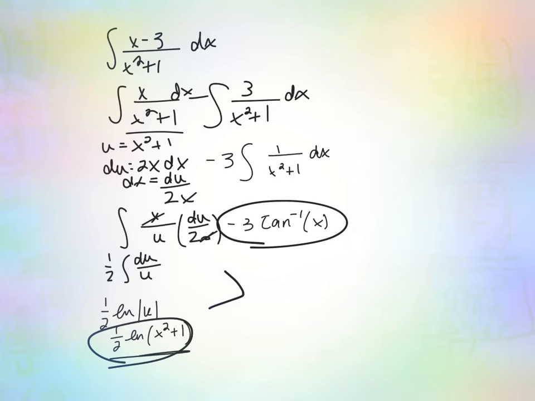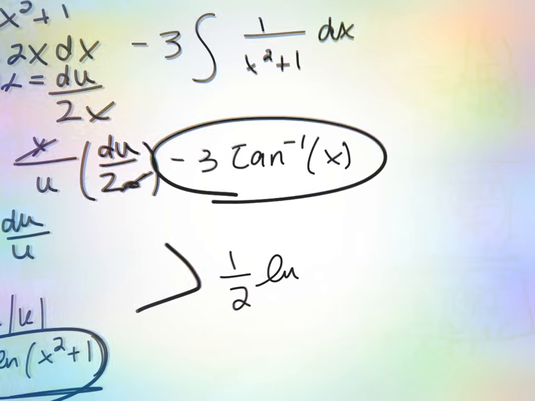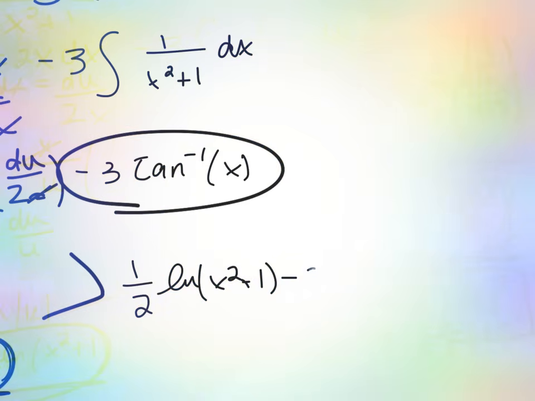So we're going to put those together and write 1/2 the natural log of the absolute value of x squared plus 1 minus 3 times the inverse tangent of x plus a constant.